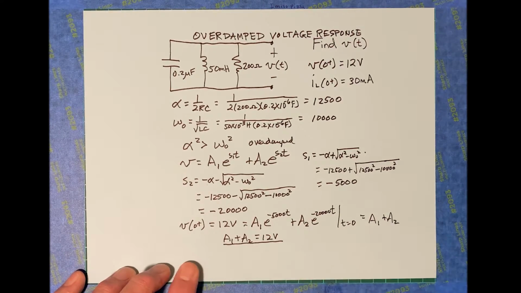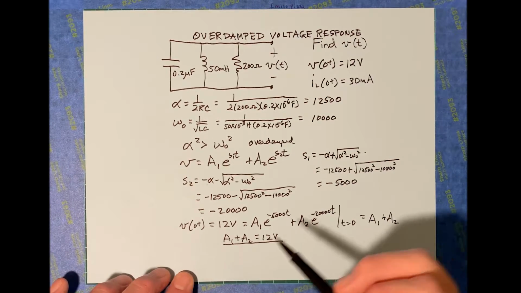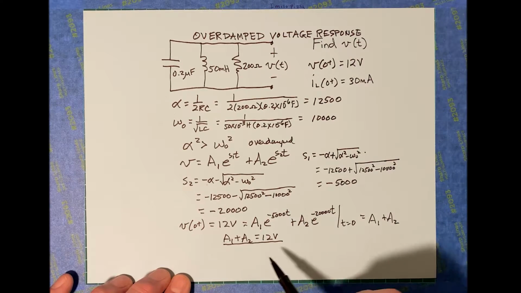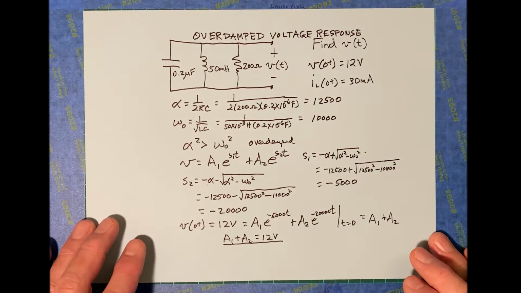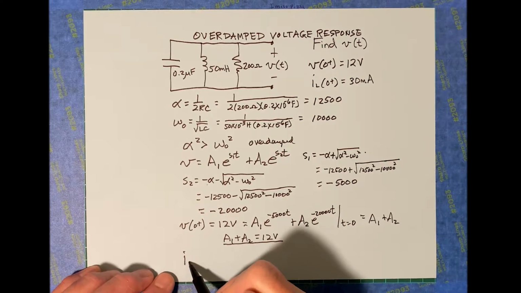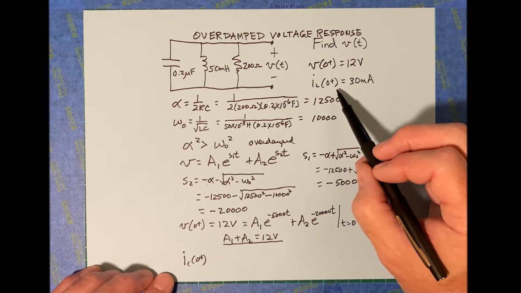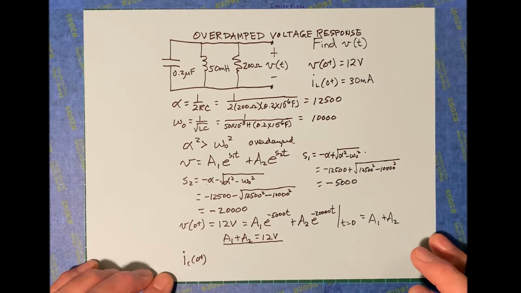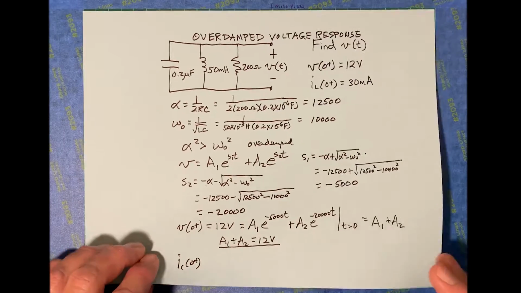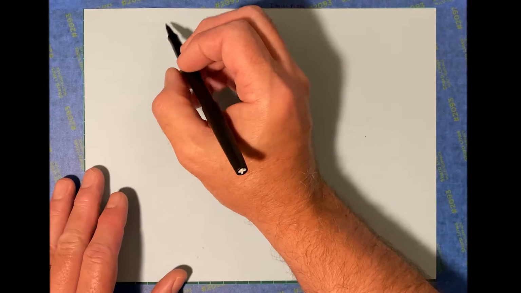That is one of the equations that I need in order to figure out what A1 and A2 are. But I also need a second equation. In order to do this, I need to find I sub C at 0 plus. But how do I do that? I wasn't given I sub C, I was given I sub L. Nevertheless, we should be able to get there. We've been given enough information that we can figure it out. So let's go over here and think about KCL at the top node.